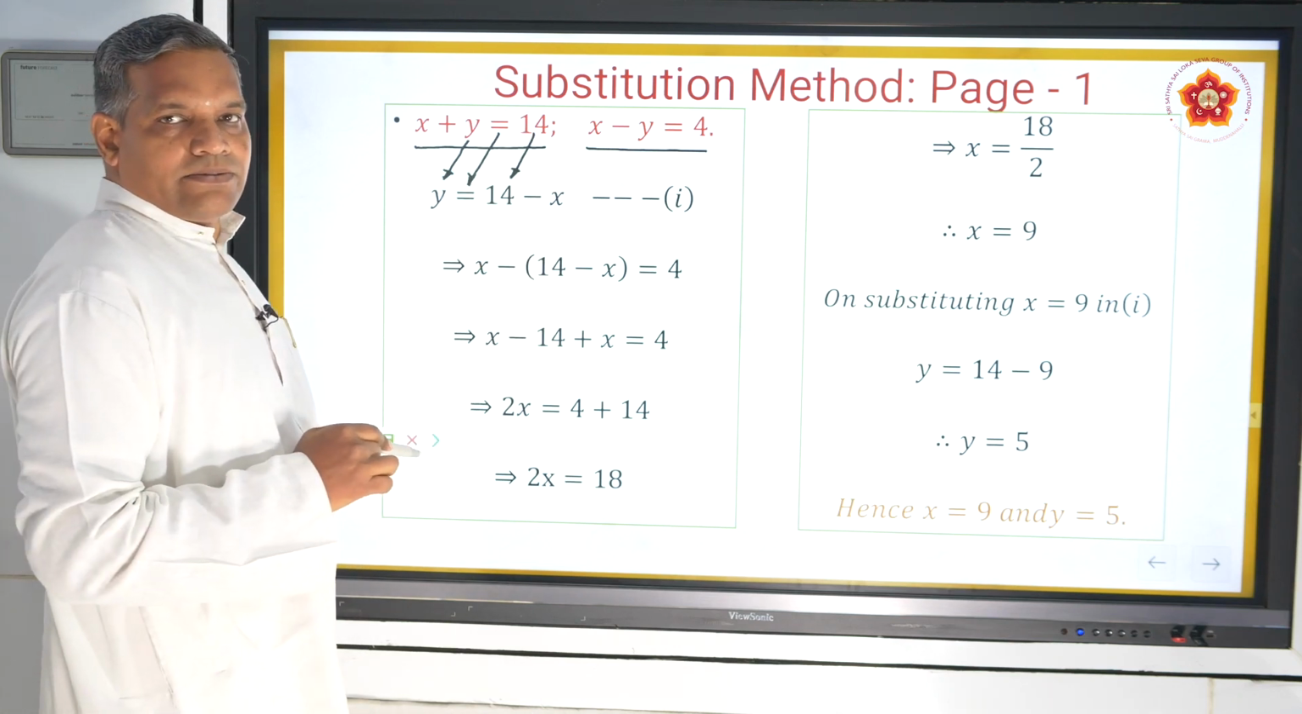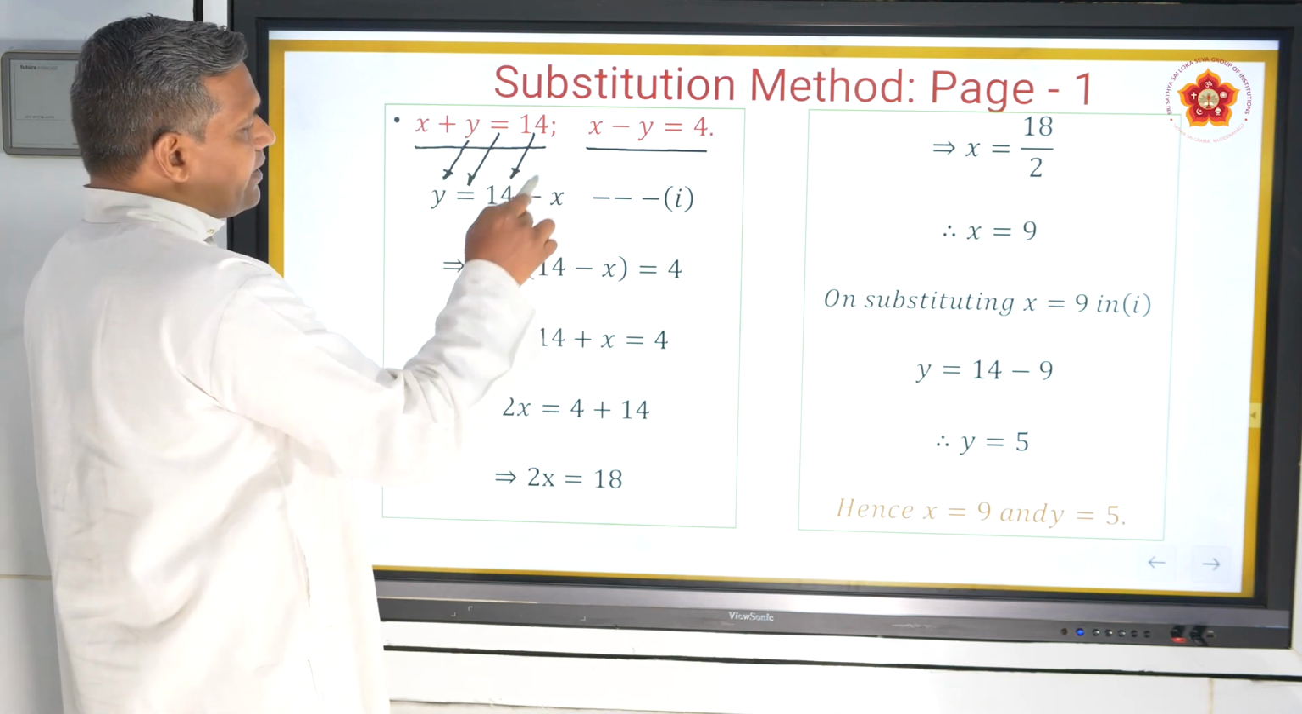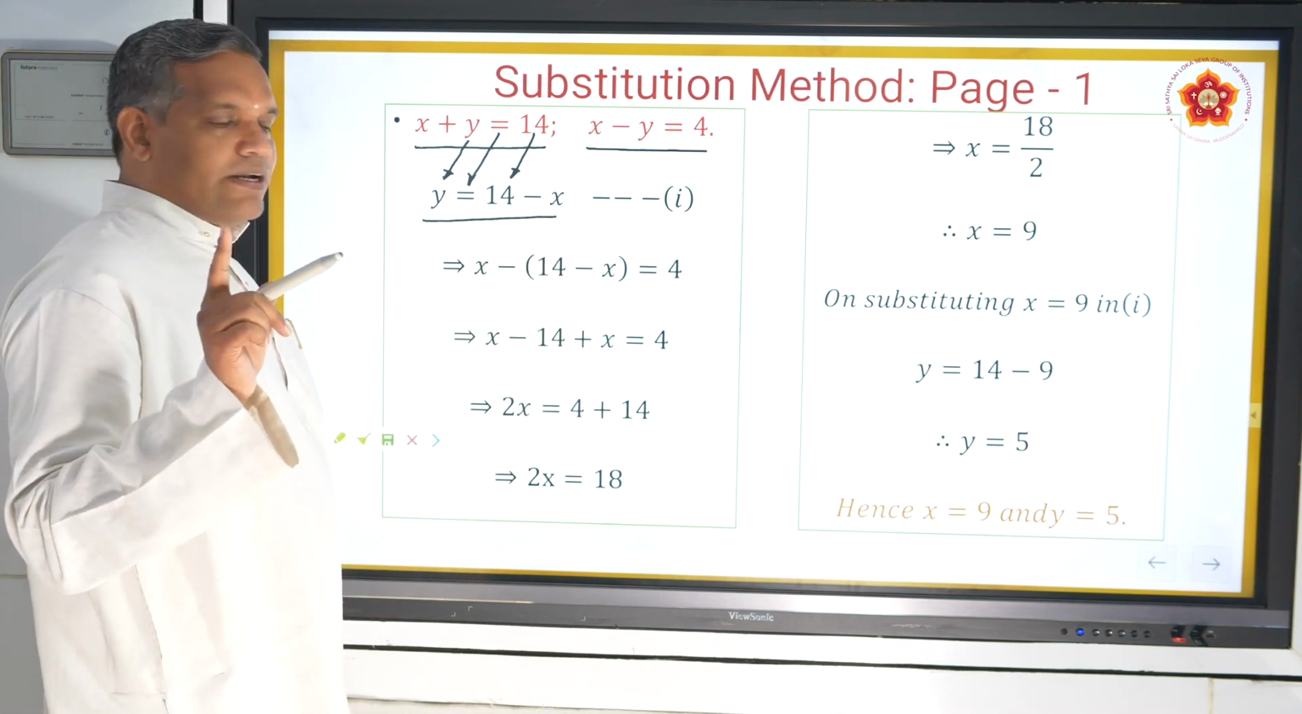Tell me what did I do? Yes, it is very simple. I transposed plus x to that side, it has become minus x. So I got an equation. So this is what I call equation number 1.